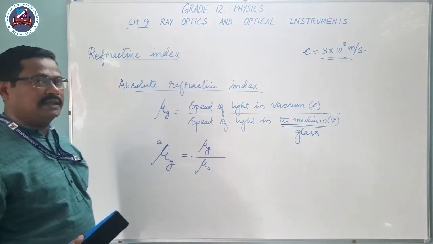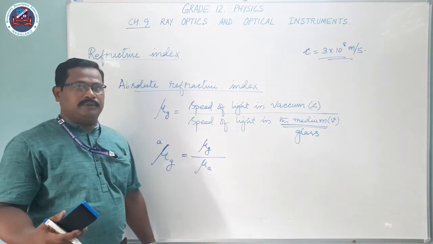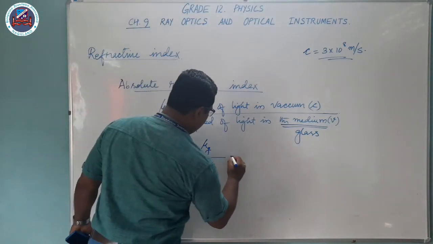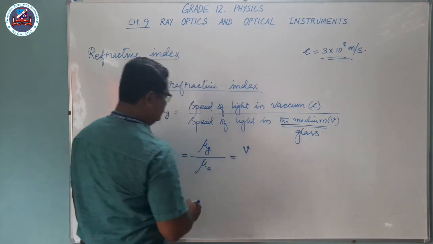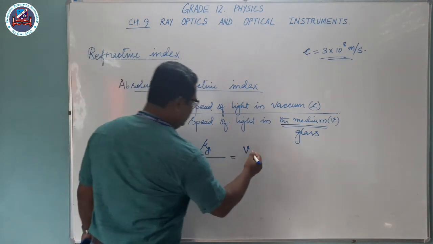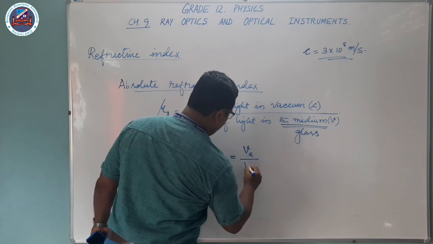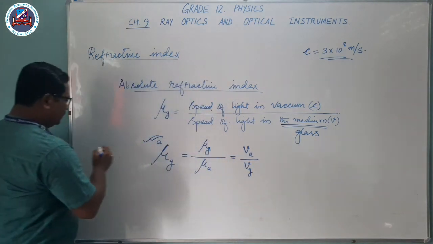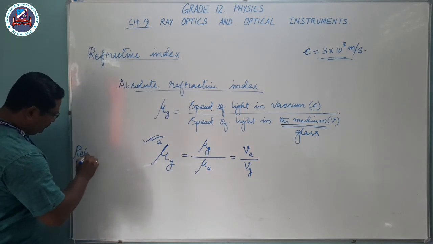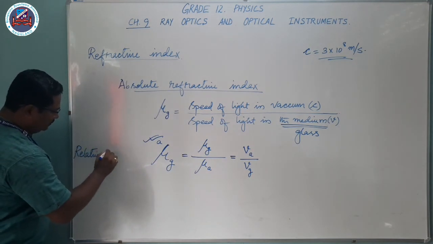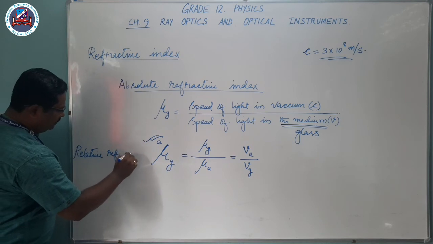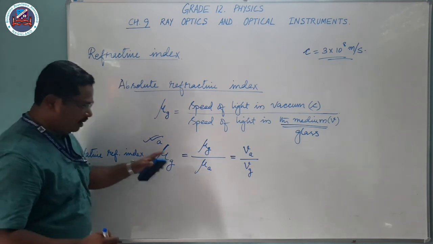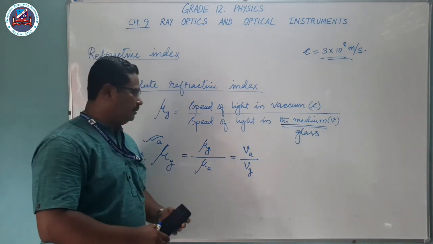And as refractive index and speed or velocity, they are inversely proportional to each other, this one you can even write it as speed of light in air divided by speed of light in glass. And this refractive index we call it as relative refractive index. That is refractive index of one medium with respect to another medium.